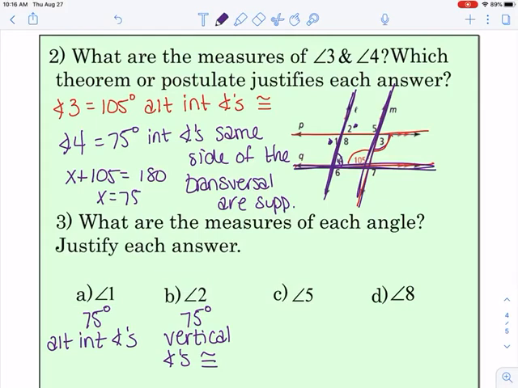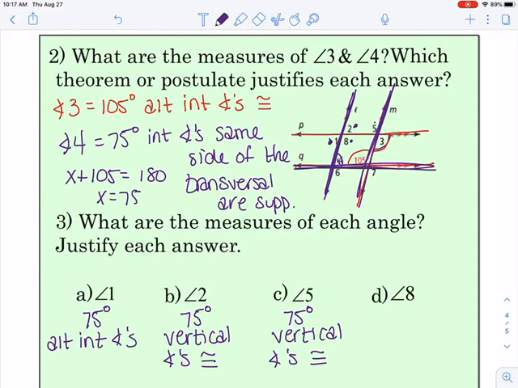Once I pick a way, I kind of stick with it just because I think it's easier. Angle 3 and angle 5 are vertical angles, and we found angle 3 before to be 105, which means that angle 5 is going to be 105. Or again, you could have said that angle 2 and angle 5 were supplementary. So either way, it's going to be 75, but I'll use the vertical angles again. Vertical angles congruent.